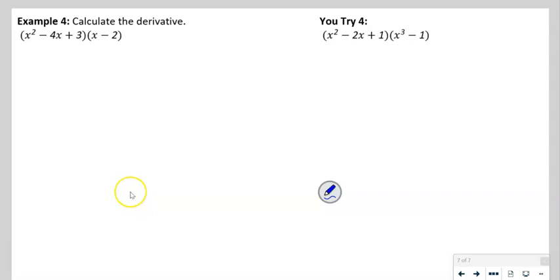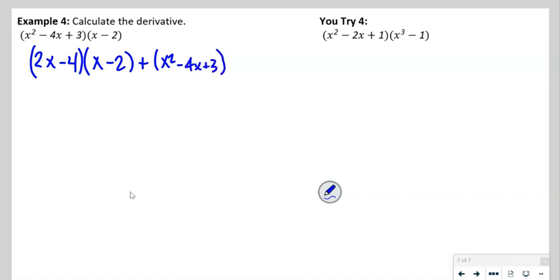Okay, this one. So again, when we take the derivative of the first one, it is going to be 2x minus 4. We're going to multiply that times our x minus 2 plus our x squared minus 4x plus 3 times, that's just going to be 1, right? Because I got a 1 out front, okay? So that one's not too hard, right?